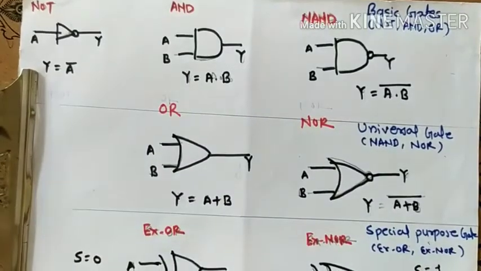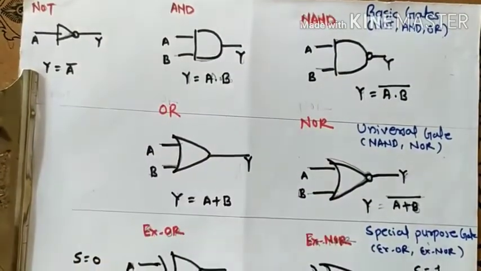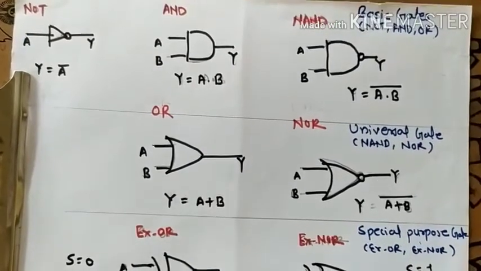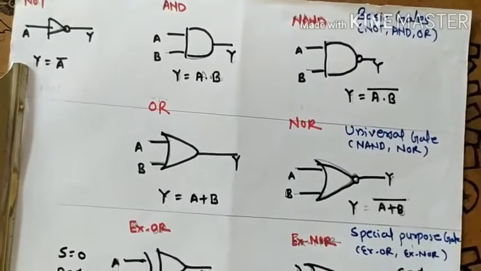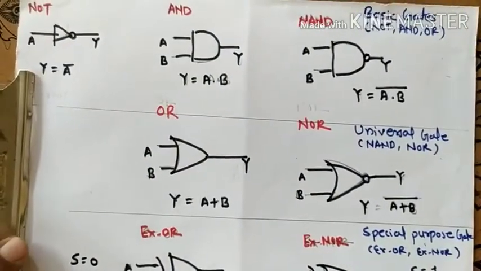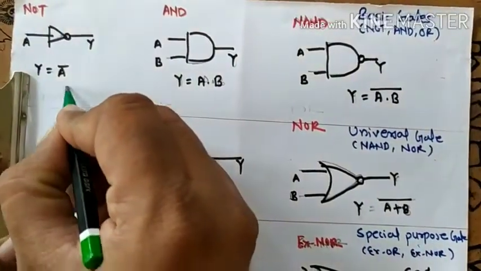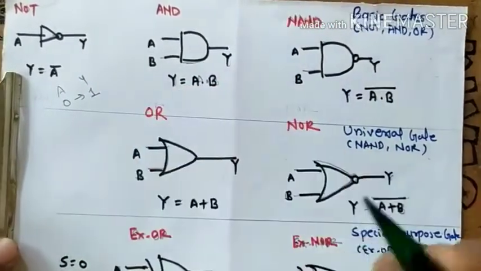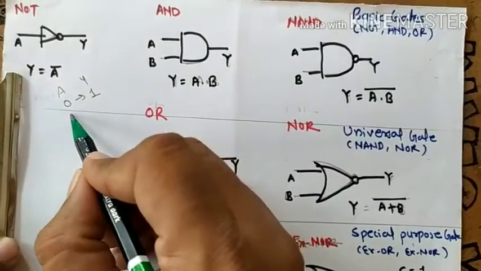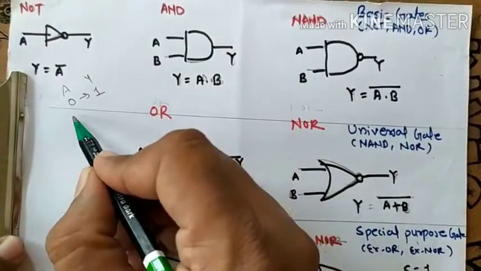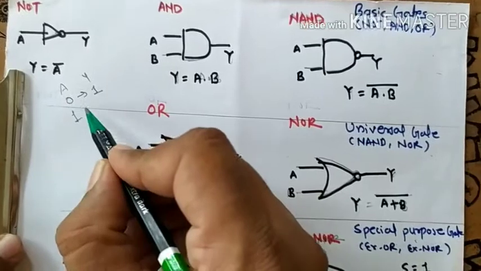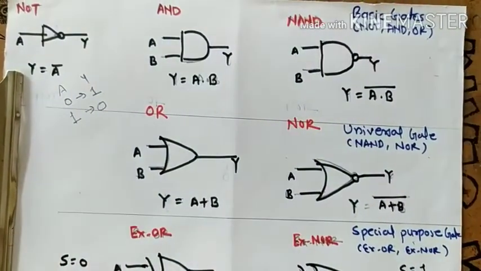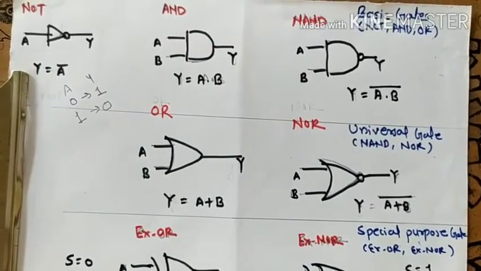It means that if we put A is equal to 0, then Y is equal to 1. Inversely, the output will be inverse. 0 produces 1, or if we enter 1 as A, the output will be 0. So this is the inverse gate or NOT gate. The next is the AND gate.